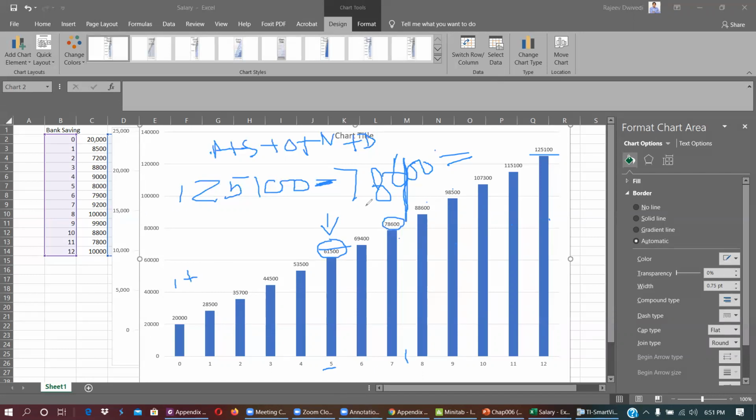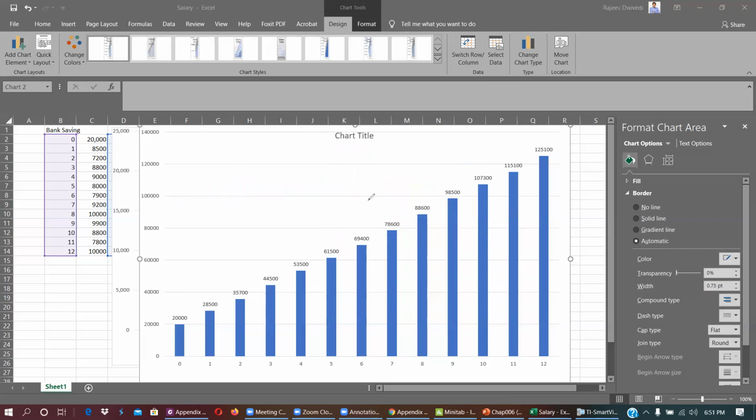Now I am asking, what is my saving after May? How will you do it? I know the total saving is 125,000, and I know May, so I can use 125 minus 53,500, and I can get it very simply. Instead of doing this in multiple steps, I can do it in one go.